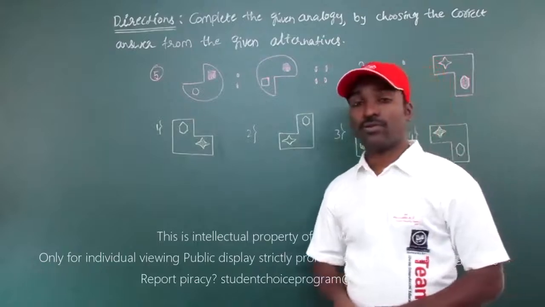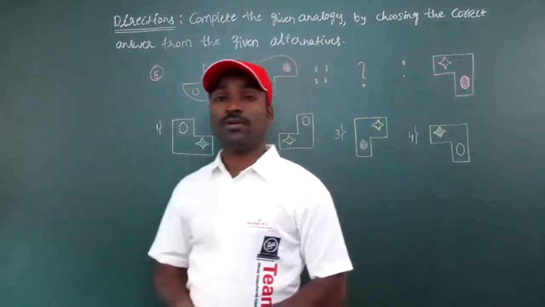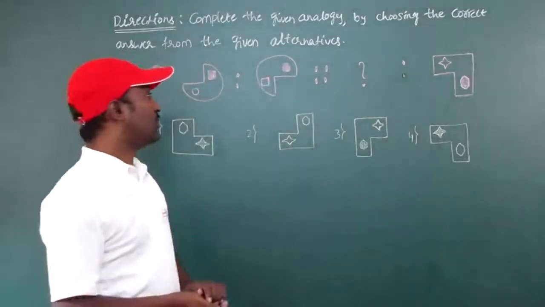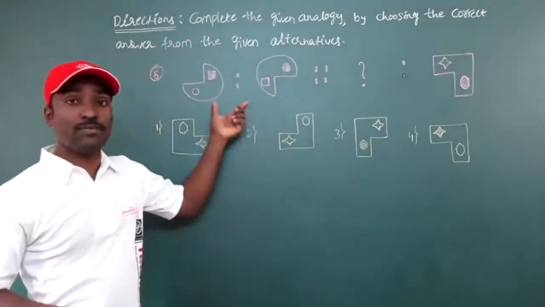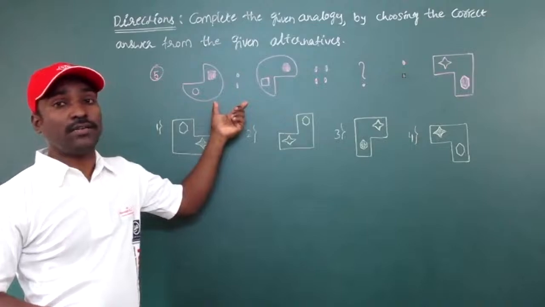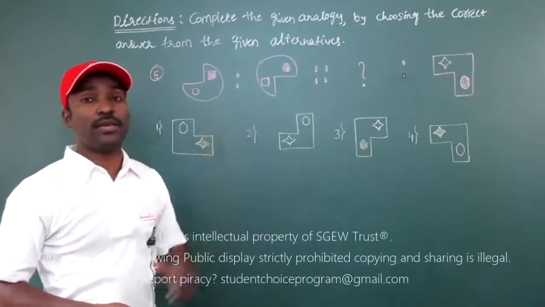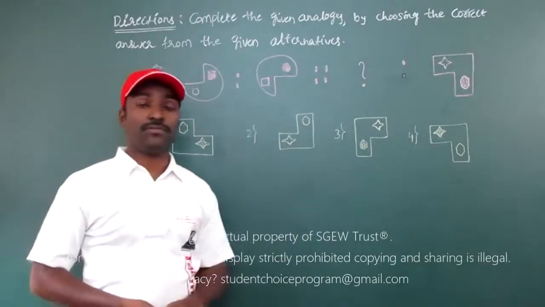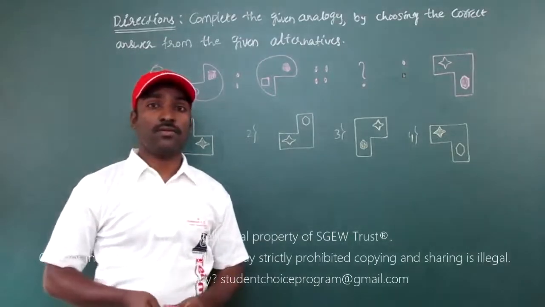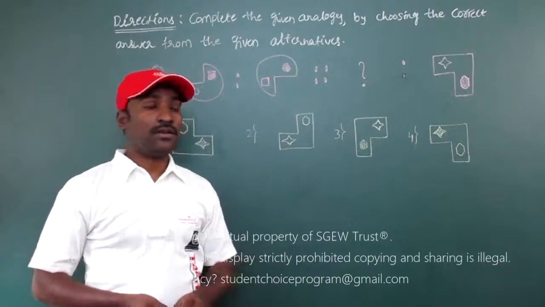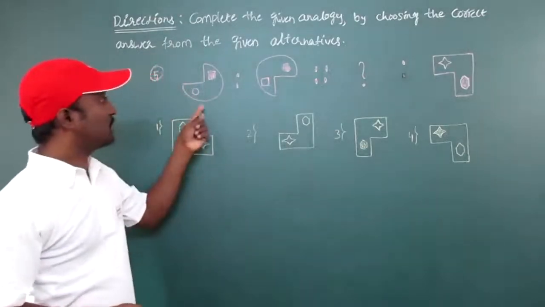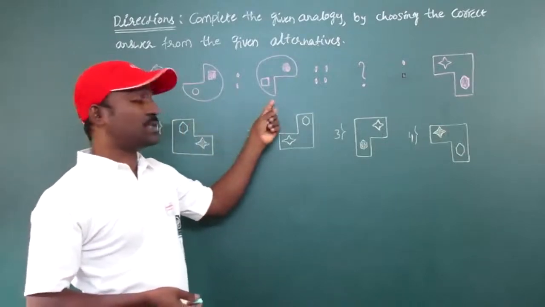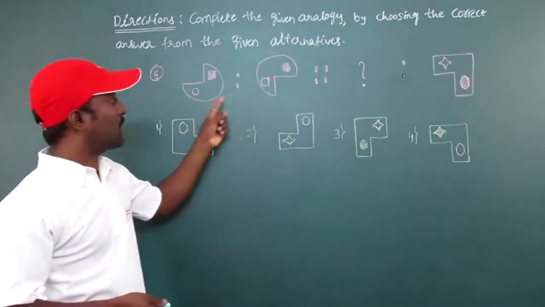Whenever you come across problems related to figures, what you have to do? Yes, you have to observe carefully the given figures and then find the relationship or the analogy between them and use that to find the missing one. Okay. So this is the first figure, this is the second. How are they related?